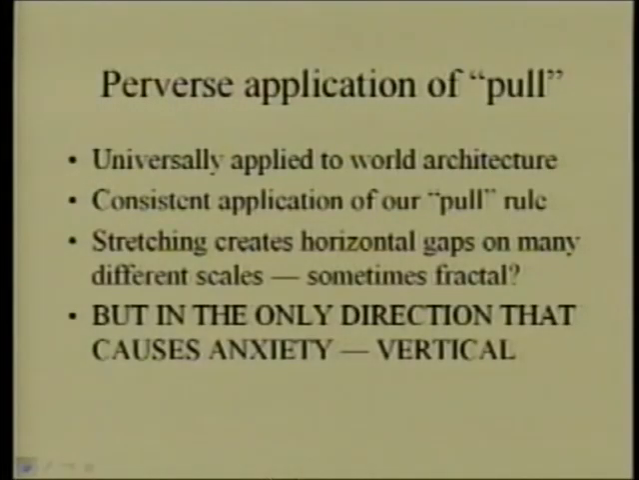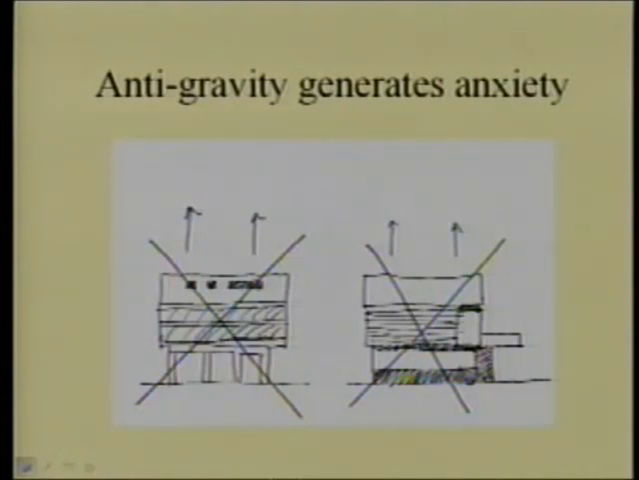Some of those buildings, even though they don't have the scales organized, have certain fractal qualities. But the problem is that the fractal qualities appear in the one direction that creates anxiety. This is the vertical direction. It is an attempt at a perforated fractal in the direction that causes anxiety. So to me, that's not a successful application of fractals. It is a perverse application. So many buildings all over the world now follow the anti-gravity typology and generate anxiety.